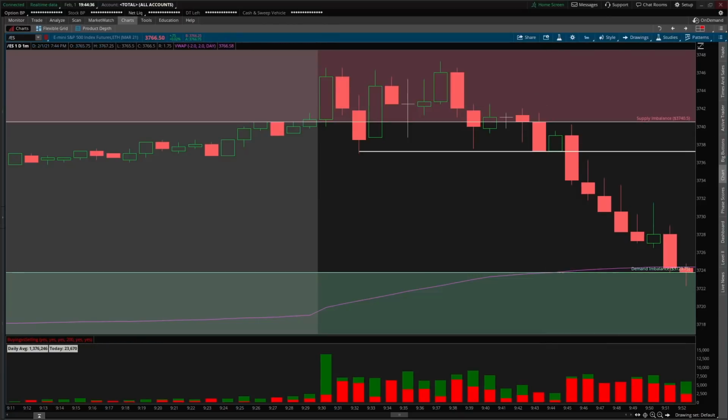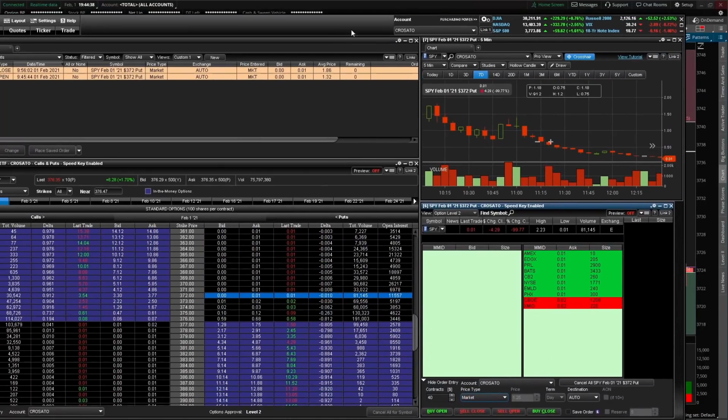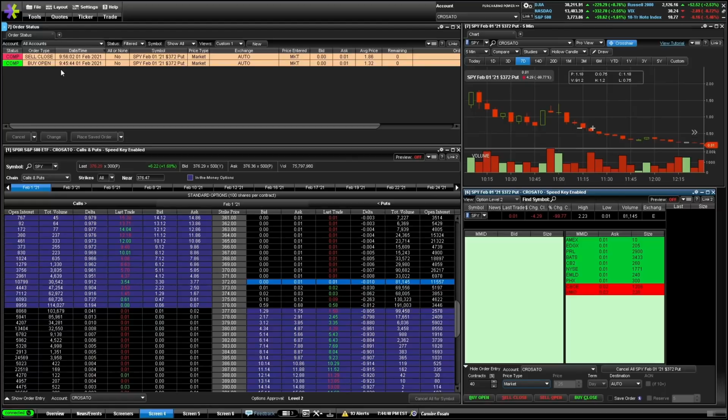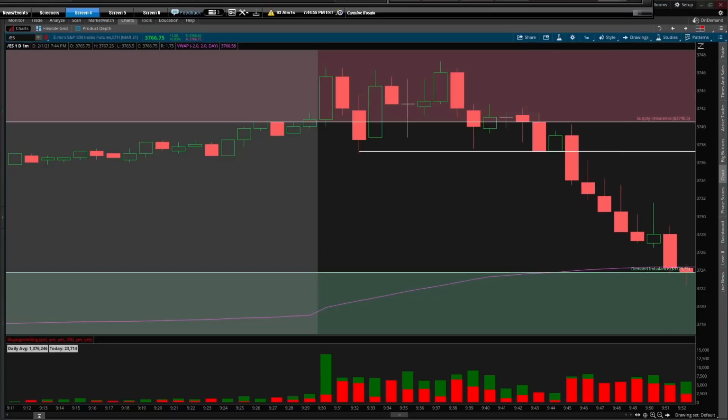So I took SPY puts. If I pull up E-Trade here, I took SPY puts at 9:45 at $1.32, and I sold my full position at 9:56 for $1.86. So about a 54-cent gain per contract. Going back to the chart just to see where I scaled out.